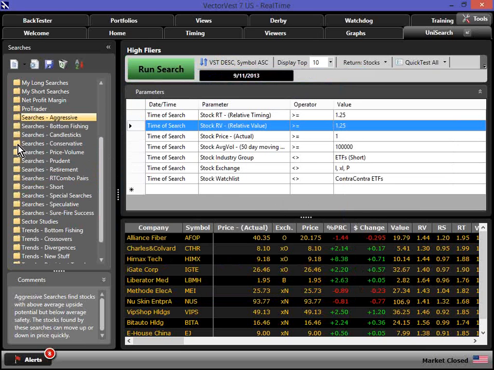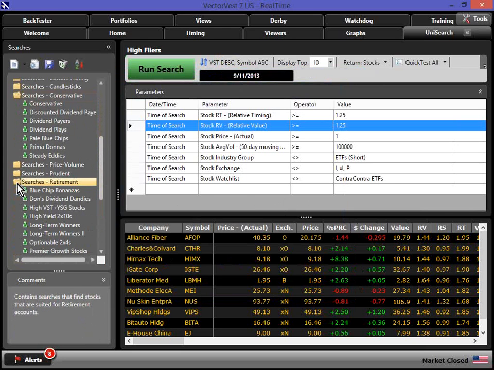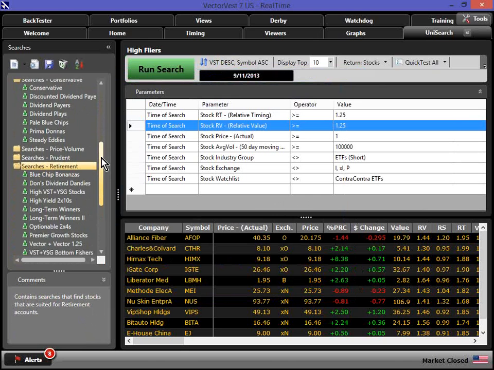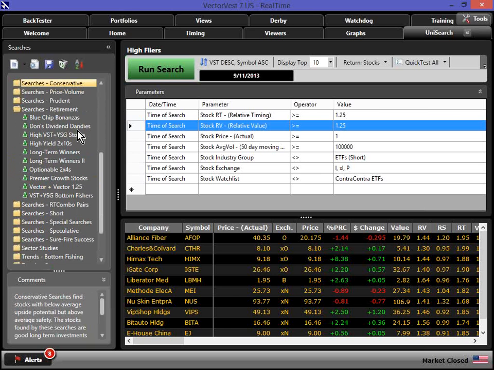So if we come down, I'm going to chunk in conservative with retirement. All right, so we got these two folders. When I think conservative, I think people who are also thinking about retirement. In this folder, actually, the ones I wanted to highlight were more in the retirement folder. But just know, if you wanted to look for dividends, that's the conservative folder, okay? Most of these, I think all of the searches in here are focusing on dividends. Okay, so let's close this up.